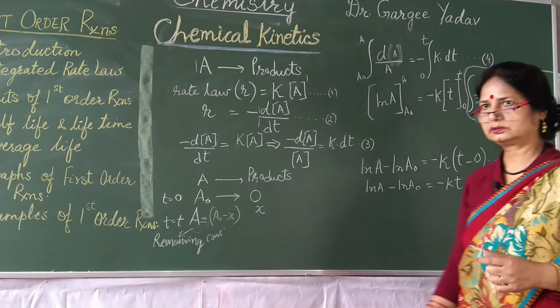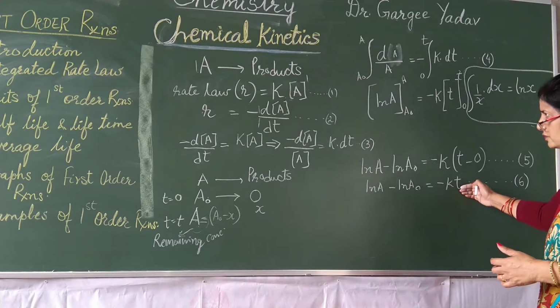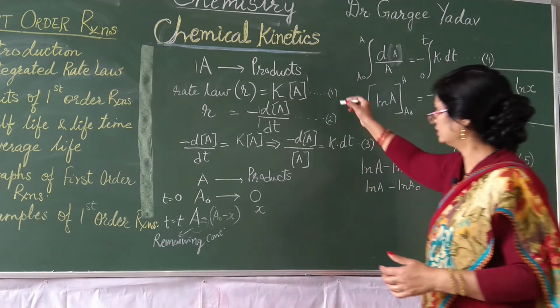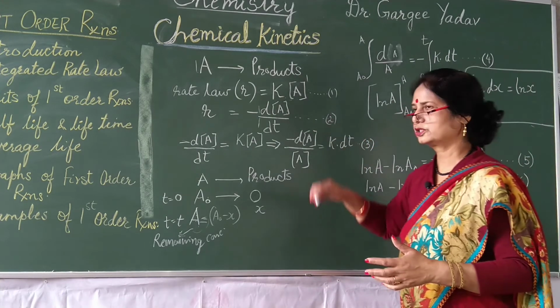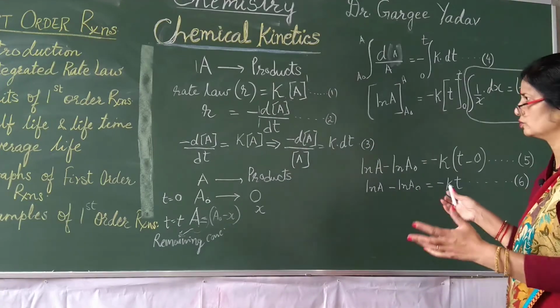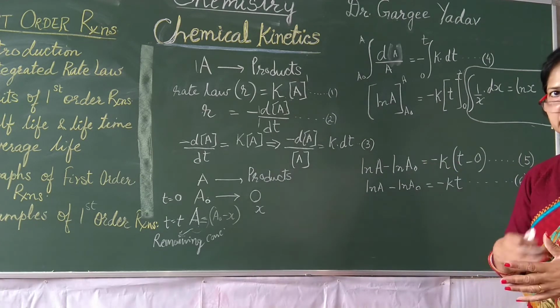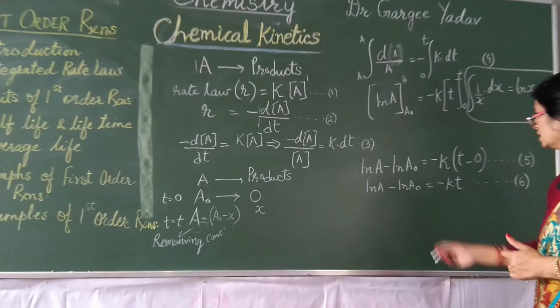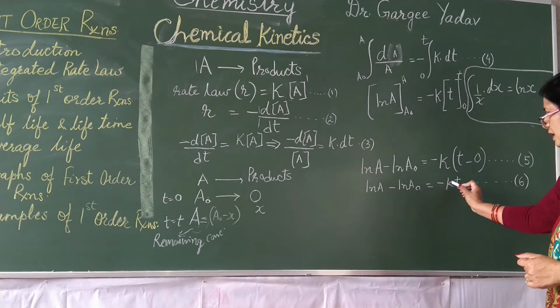Now as we can see, this equation is very important. Equation number 1 is also very important from the graph point of view, and I will take these equations afterwards because there is no space. When I will be telling you about the graphs, then I will consider these equations once again. So we have this equation: log natural A minus log natural A0 is equal to minus Kt.